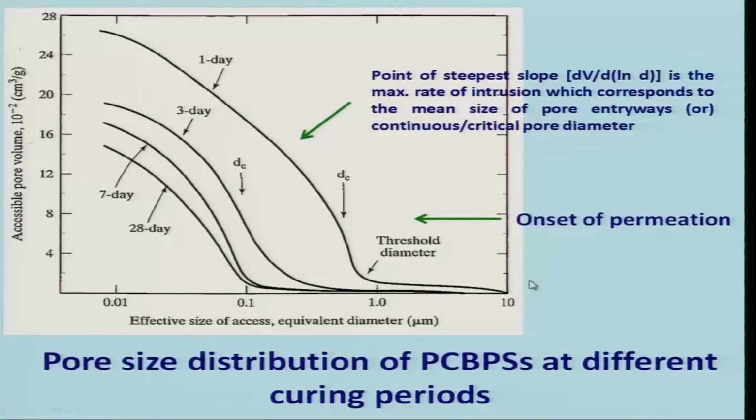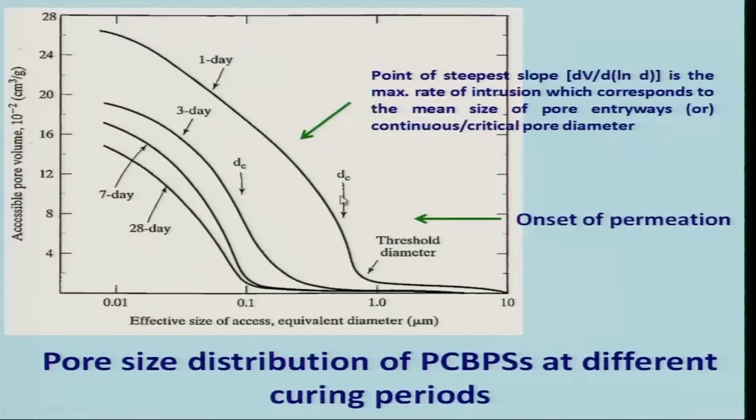Now, coming on to this figure which we have already discussed a couple of lectures before, you have equivalent diameter taken on the x axis and accessible pore volume taken on the y axis, and you typically have 4 different curves. The first one represents the 1 day cured specimen, the second one is 3 day, the third one is 7 day, and the fourth one is 28 day.